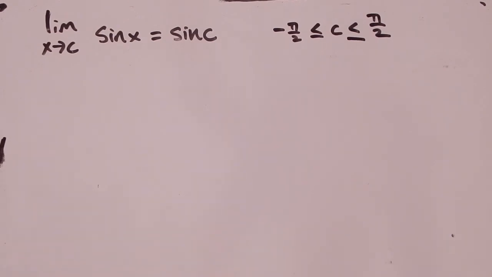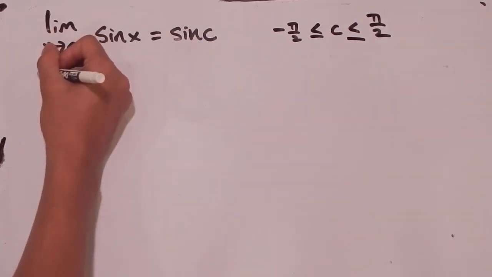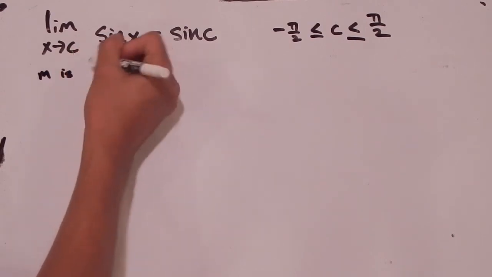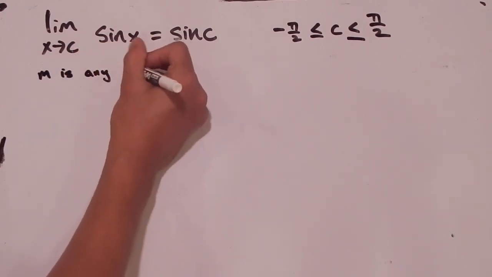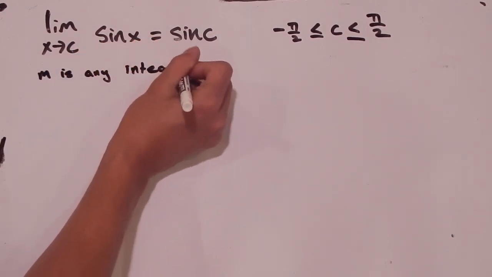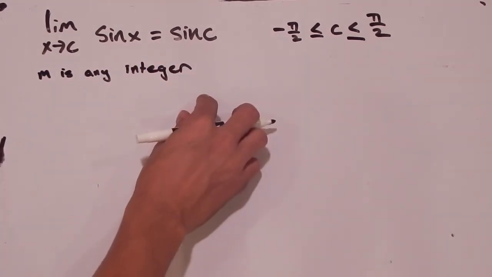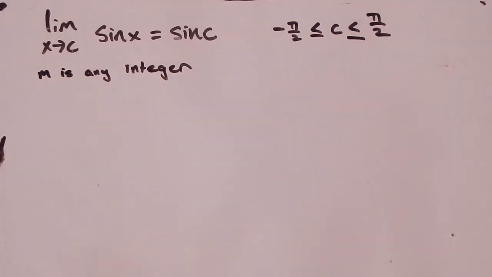Well, the main way we're going to end up doing it is by using the property of the limit with composite functions. So to start off, we're going to say that m is any integer. So the whole way through this proof, we have to remember that m can be any integer. It can be negative, positive, -1, -2, +1, +2. It can even be 0. So it's allowed to be any integer.